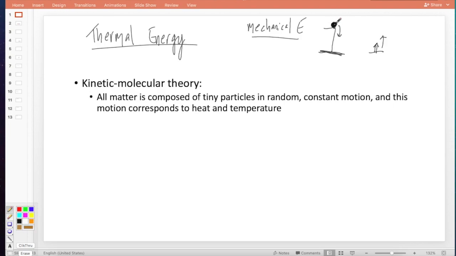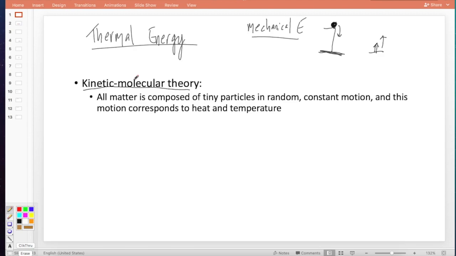Now, instead of looking at these large objects and talking about mechanical energy, we're going to be talking about thermal energy, which I hope you remember is defined as the energy due to the random motion of tiny particles. So we're looking at atoms, we're looking at molecules, all right? This entire lecture today is going to be based on this theory, this idea. So this is very important to get down.